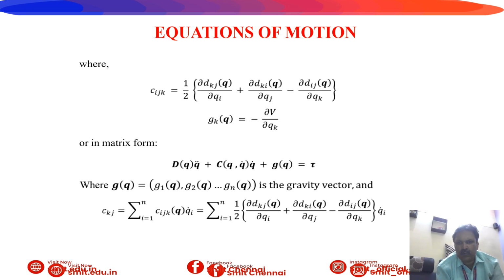Then gk(q) equal to minus ∂V/∂qk, or in matrix form D(q) q double dot plus C(q, q dot) q dot plus g(q) equal to tau, where g(q) is represented by g1(q), g2(q) up to gn(q), a gravity vector, and ckj represents summation of i equal to 1 to n cijk(q) qi dot, which is equal to summation of i equal to 1 to n, half of [∂dkj(q)/∂qi plus ∂dki(q)/∂qj minus ∂dij(q)/∂qk] qi dot. This is the representation.